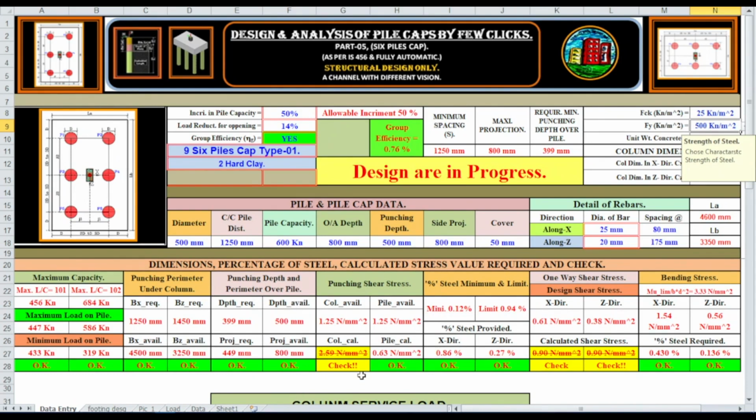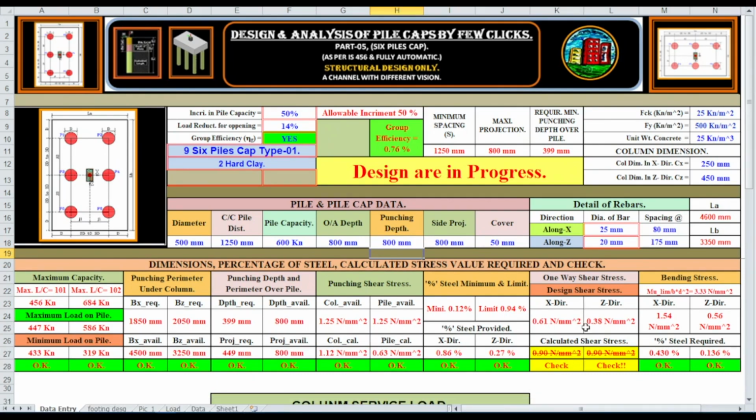Look here, punching shear stress is higher than design punching shear stress. So I'm changing punching depth: 600, not okay. 650, not okay. 700, not okay. 750, not okay. 800, okay.